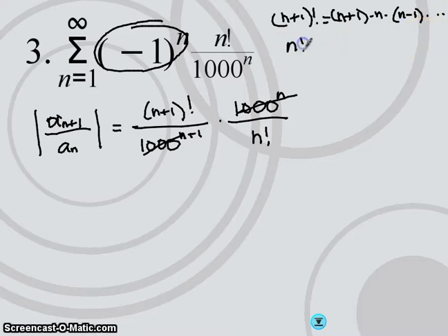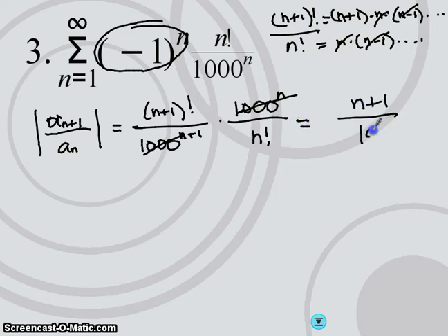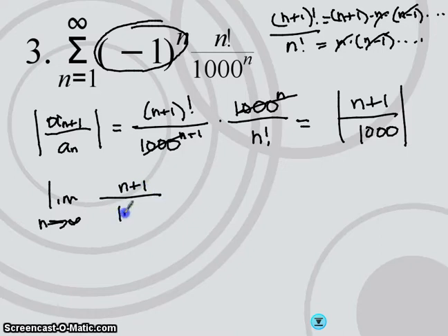And what does n factorial look like? Well, it looks like n times n minus 1 times n minus 2, dot, dot, dot. And if you look, all those things would cancel out if they were divided. So what am I going to be left with? N plus 1. So this is going to be equal to n plus 1 over 1,000. So we know that that's always going to be positive, so I don't even need to write the absolute value. And I'm left with this. If n goes to infinity, I'm going to get infinity over 1,000, which is going to be infinity.